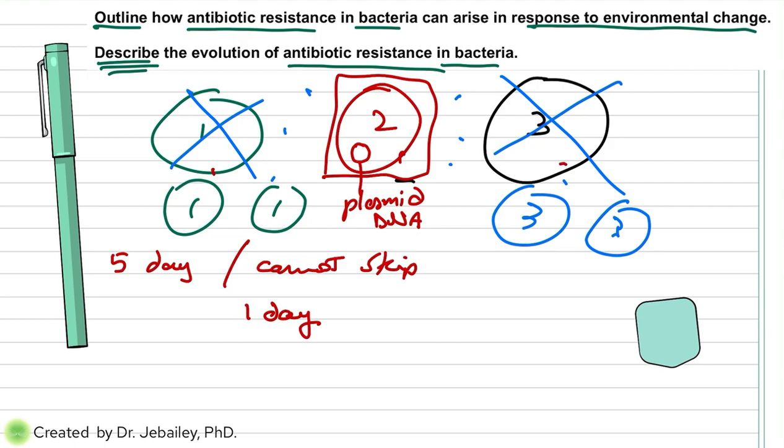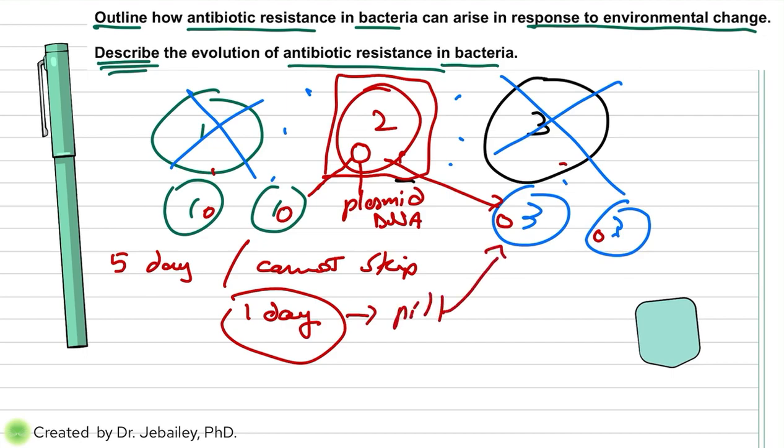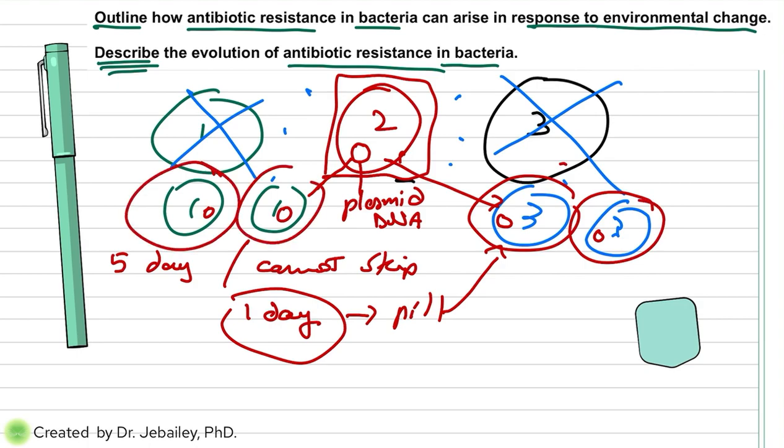So in that one day of skipping, you are allowing that number 2 to send his information to them, as well as these. So when the number 2 is sending their plasmid, which is sending their DNA information, here's the killer. That means the next day you go back to the pill, guess what? You can't. Now these number 3s and number 1s have learned how to resist. So that means that pill won't work.